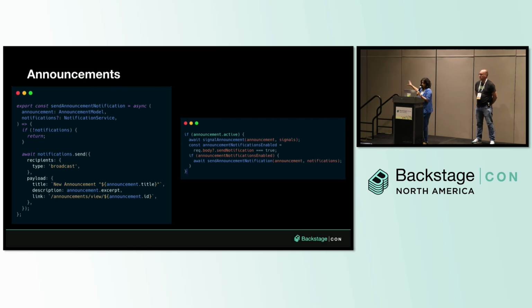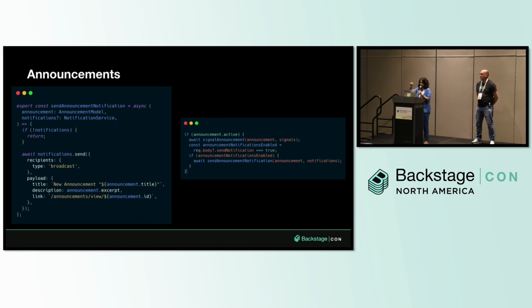You will see that the recipient's type is broadcast, which means that when an announcement is created, you want it to be broadcast to every Backstage user who hops on Backstage. That's what that means. And there's a payload of a title, description, and the link to the announcement within the announcement plugin.